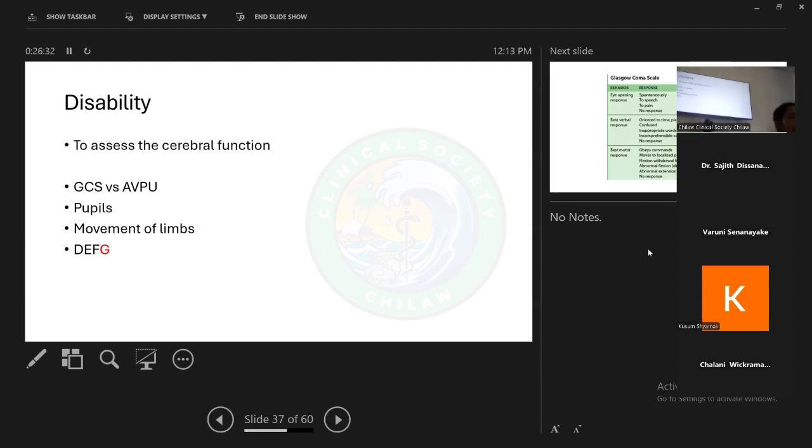And DEFG, what is DEFG? Yeah, there you go. So don't ever forget glucose. Very important, because sometimes it's just hypoglycemia coming with all these kinds of presentations. So don't ever forget glucose. It is very important to assess at the time of disability assessment, because cerebral function depends on energy. So we need glucose.